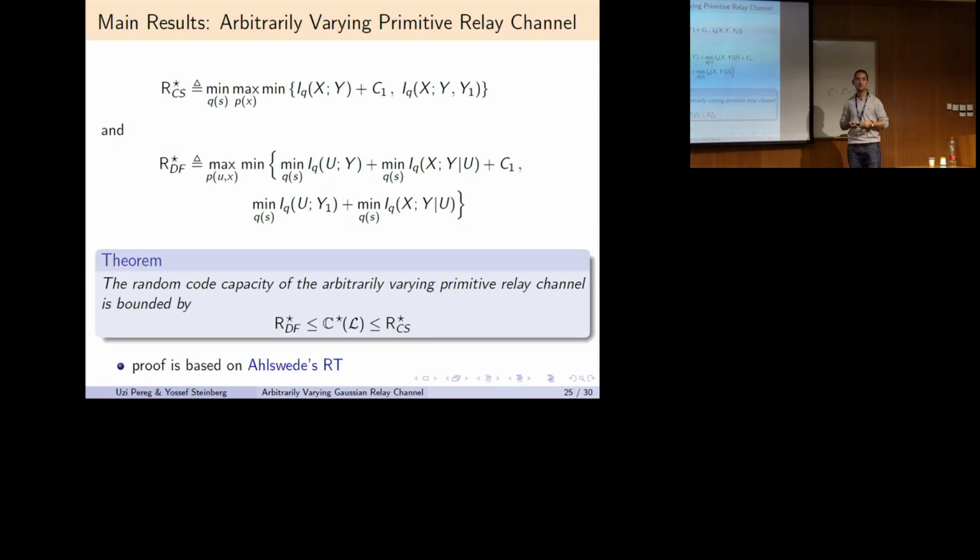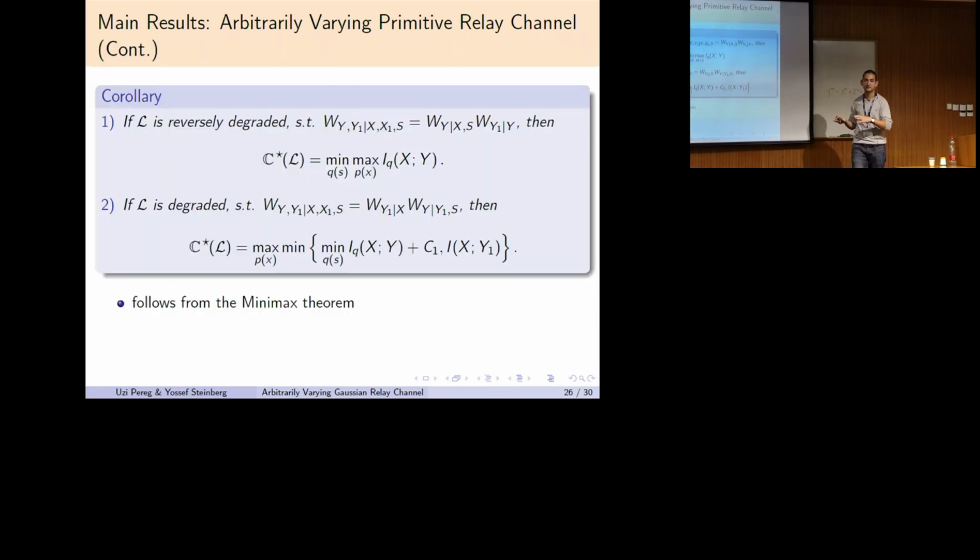So now we show that the random code capacity is bounded by these bounds, which are the cut set upper bound and the decode forward lower bound. We show this using Ahlswede's robustification technique. Now we note that here we have a min-max form of the upper bound. And for the lower bound, the maximum comes first, and then we have multiple mutual information terms. Each has its own minimum, so this is a bit more complicated expression than the usual expression for the decode forward lower bound. And the order is going to be important. I'm going to go back to it.